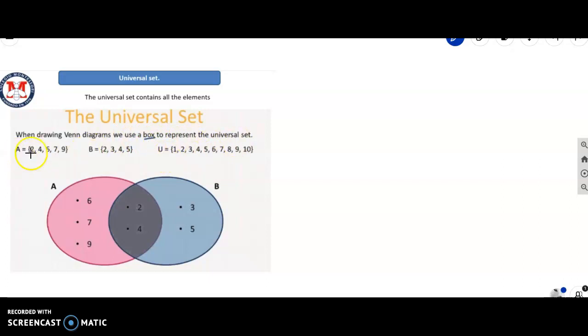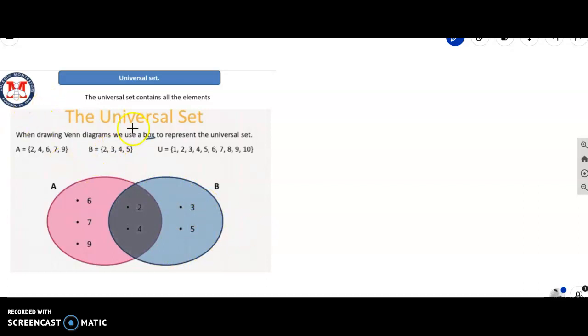For example, if we have the set A equals 2, 4, 6, 7, and 9, these elements will be represented in set A. What happens now in set B? We have 2, 3, 4, and 5. But look, 2 and 4 are also included in set A. So these elements are in common, and are represented in the intersection, in this part. The elements of B that are not in A are 3 and 5, so they are here.